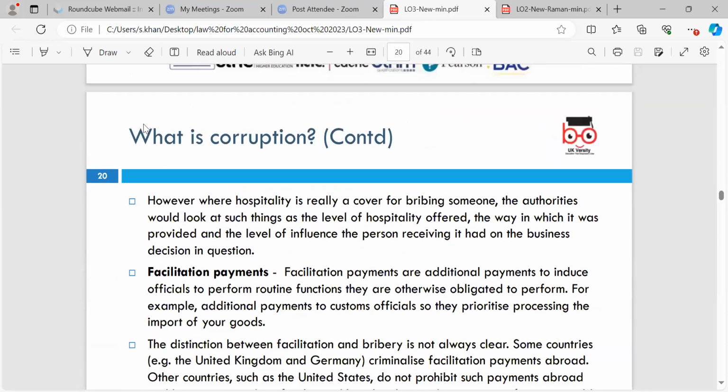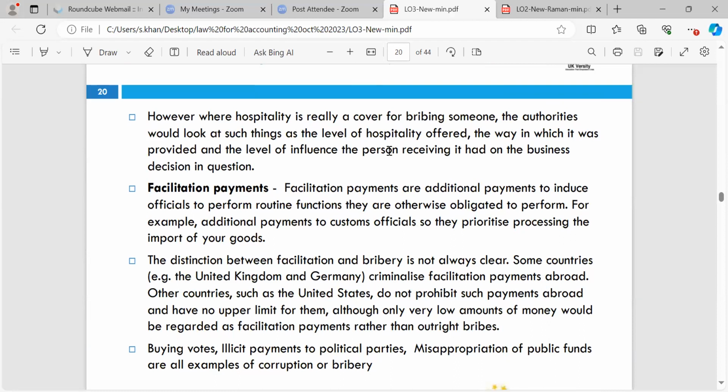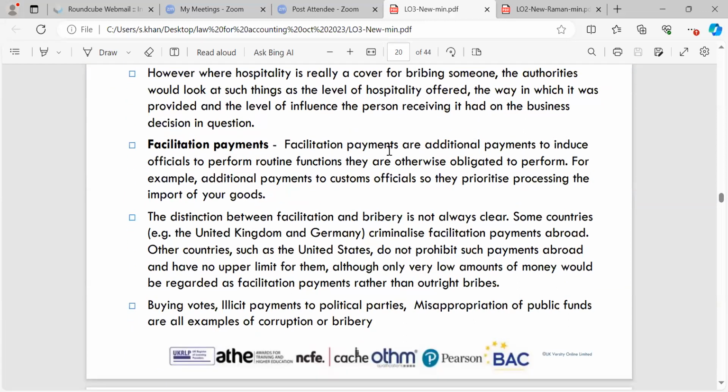Yes, totally. However, when hospitality is really a cover for bribing someone, the authorities would look at such things as the level of hospitality offered, the way in which it was provided, and the level of influence the person receiving it had on the business decision in question. Facilitation payments are additional payments to induce officials to perform routine functions they are otherwise obligated to perform. For example, additional payments to customs officials so they prioritize processing the import of goods. The distinction between facilitation and bribes is not always clear.